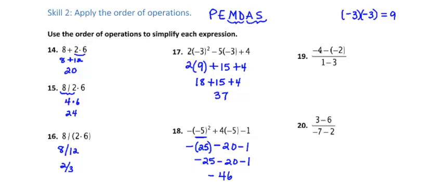In the expression negative 4 minus negative 2, all divided by 1 minus 3, the fraction bar acts as a grouping symbol, so we have to simplify in the numerator and then simplify in the denominator. Negative 4 plus 2, divided by 1 minus 3, is really 1 plus negative 3. So this is negative 2 divided by negative 2, or simply 1.